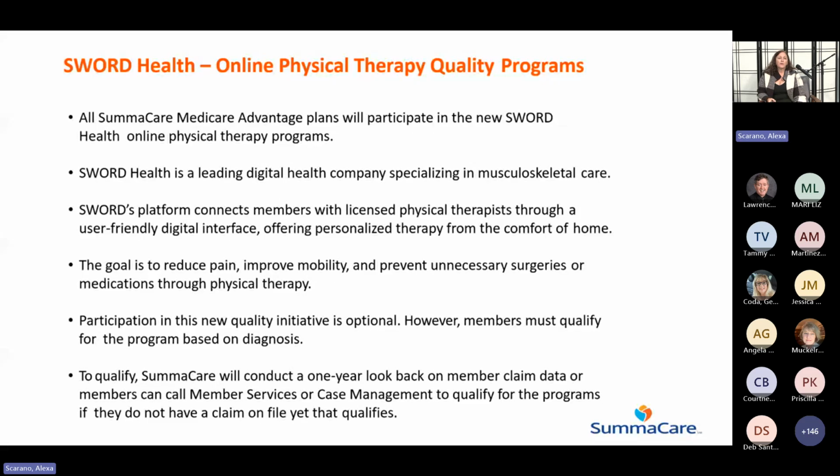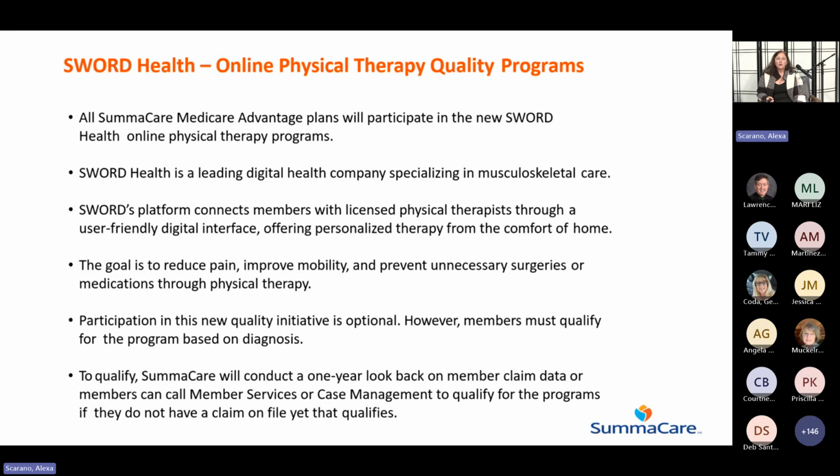We're going to be offering a new quality program for physical therapy. It's an online program called Sword Health. We just want to mention it in case one of your patients would bring it up. This program will be available to all Medicare Advantage plans. Sword Health is a digital health company specializing in musculoskeletal care.